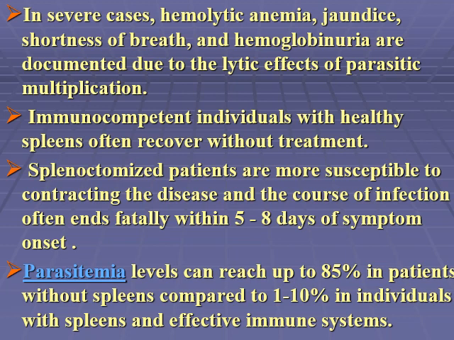Immune competent individuals with a healthy spleen often recover without treatment. Splenectomized patients are more susceptible to contracting the disease, and the course of infection often ends fatally within 5 to 8 days of symptom onset. Parasitemia level can reach up to 85% in patients without spleen compared to 1 to 10% in individuals with spleens and an effective immune system.